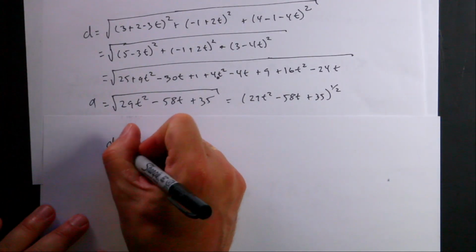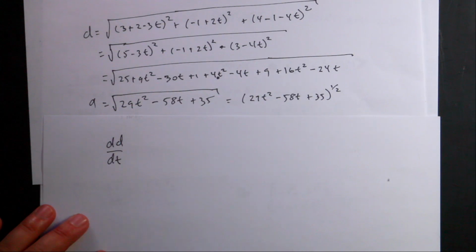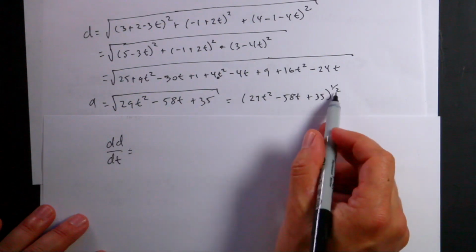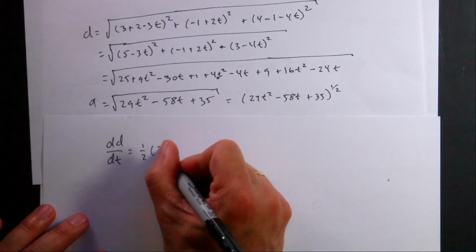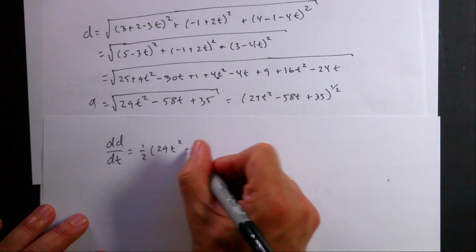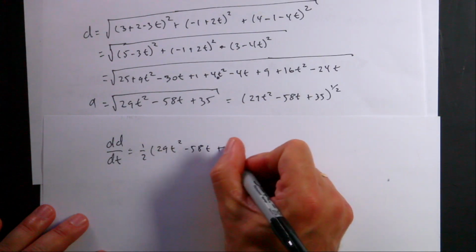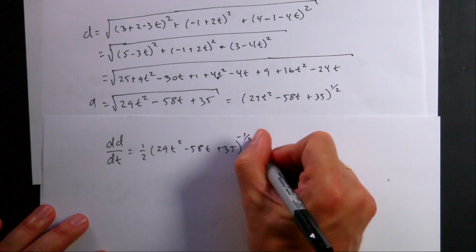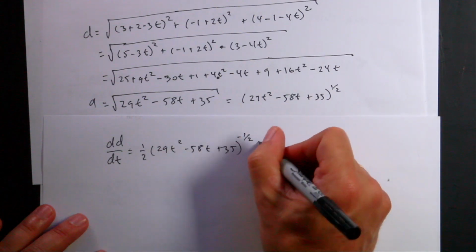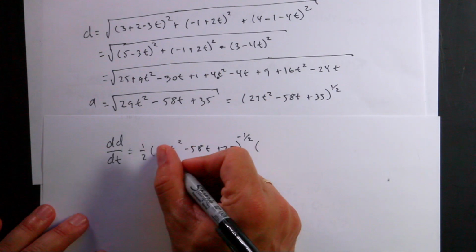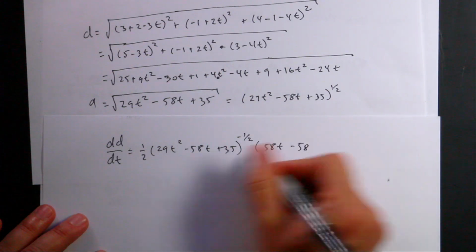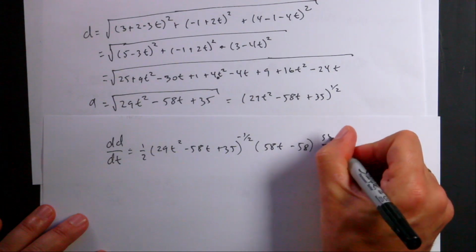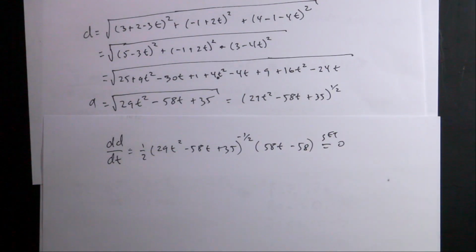So the derivative of d with respect to t. I want to take the derivative that gives me the slope. I want to set that slope equal to 0. So this is going to be bring the 1/2 power down front. So I get 1/2 and then multiply by all that stuff: 29t squared minus 58t plus 35 to the negative 1/2. Now I have to take the derivative of the stuff inside. So I get 2 times 29 is 58t minus 58 and then 0. And I'm going to set this equal to 0 to find the value of t.